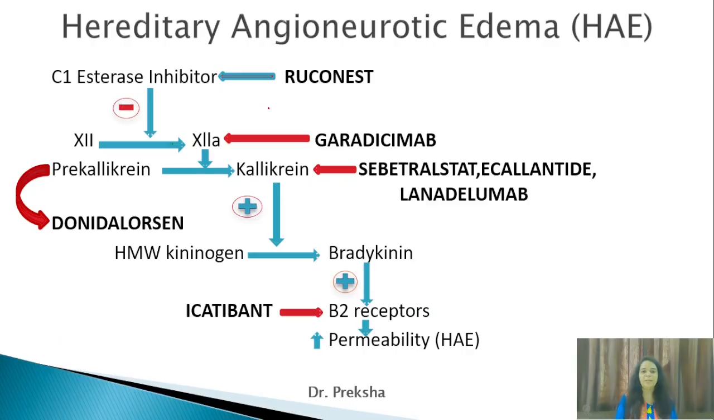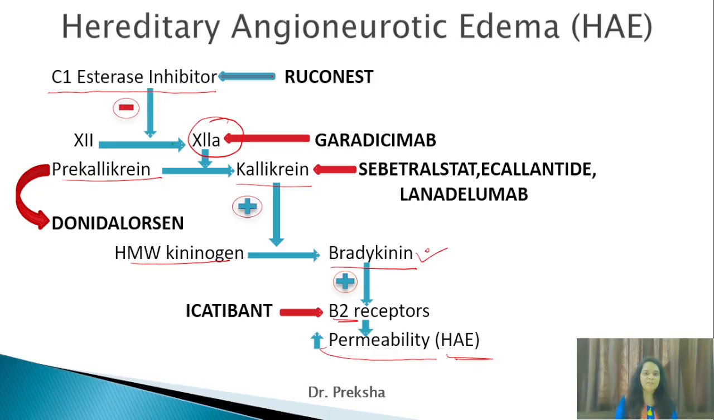Hereditary angioneurotic edema is caused by deficiency of the C1 esterase inhibitor, and this leads to overactivation of factor 12A, and that will ultimately lead to conversion of prekallikrein to kallikrein. This excess of kallikrein will cause conversion of HMW kininogen into bradykinin, and this bradykinin will act on the B2 receptor, and that will result in increased vascular permeability, and that will result in hereditary angioneurotic edema. So this is the pathophysiology of hereditary angioneurotic edema.